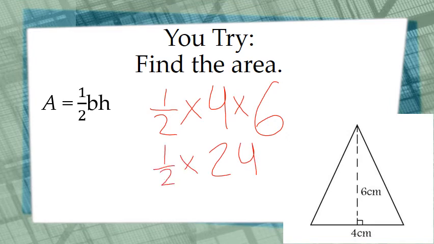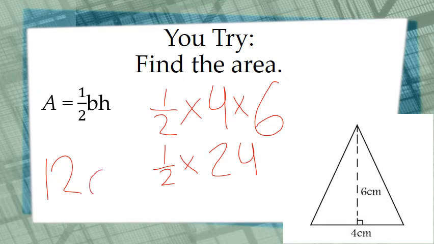Now remember, you can multiply it by 1/2, or you could divide by 2. Multiplying by 1/2, dividing by 2 is the same thing. So 24 times 1/2 is going to get you 12, or again, you could divide 24 by 2. So you end up with 12, but we're not done.